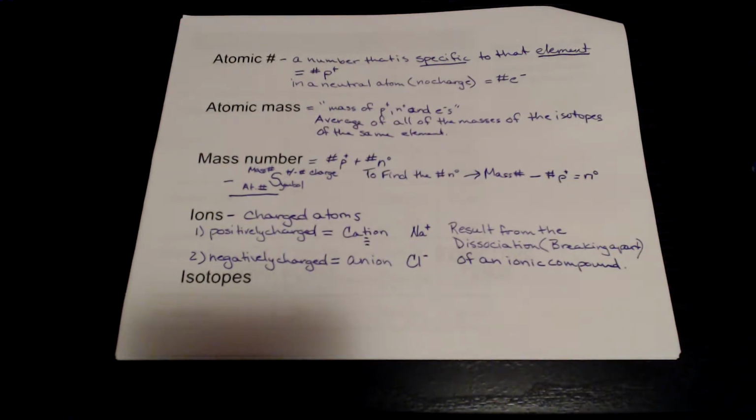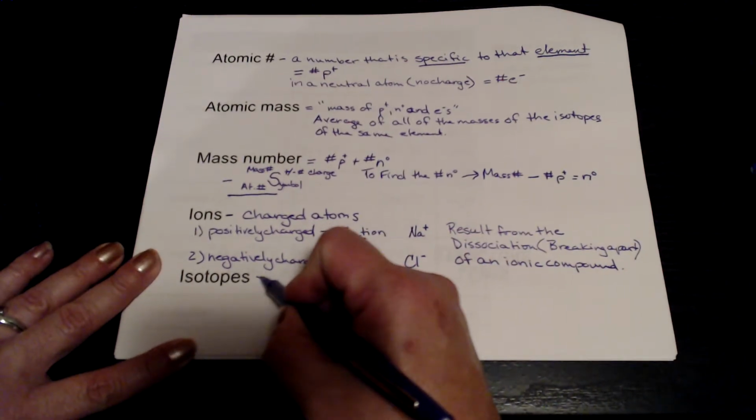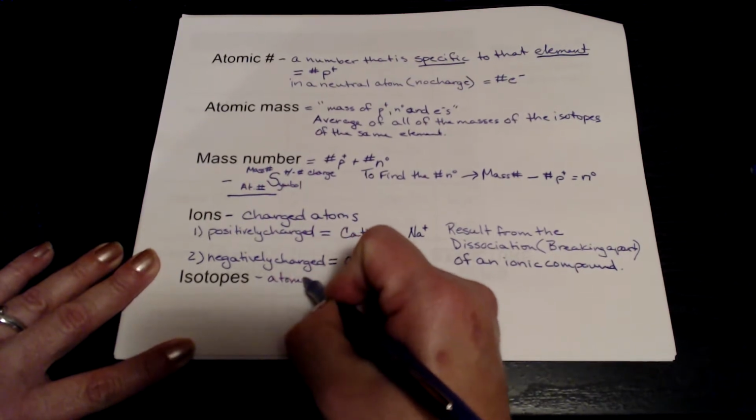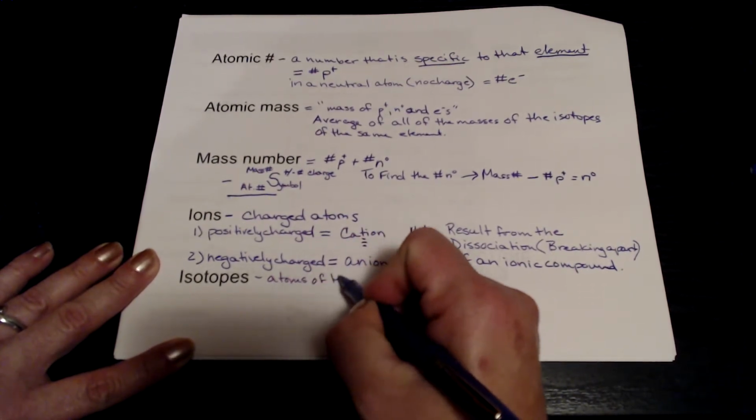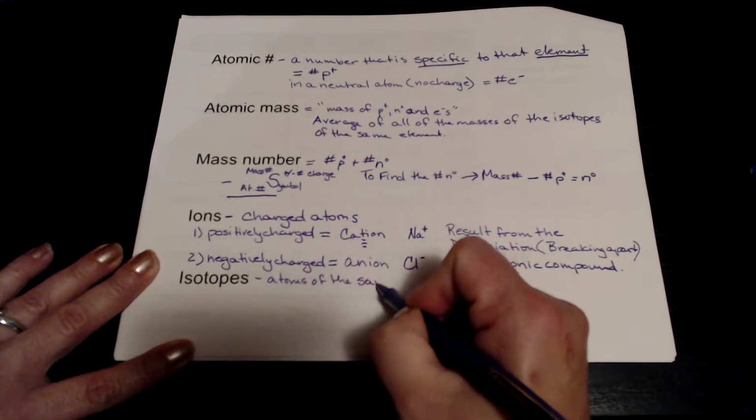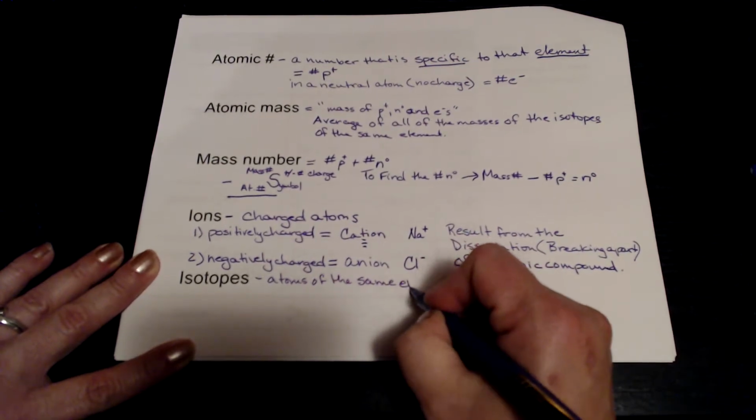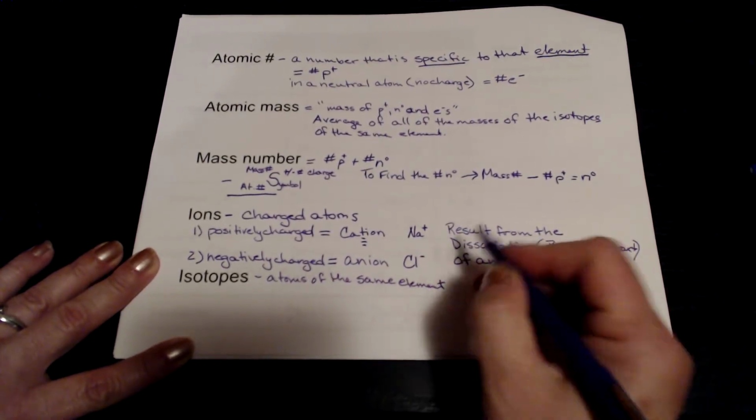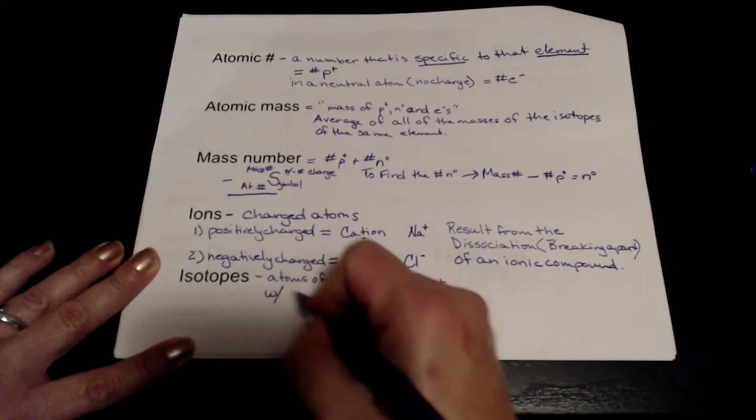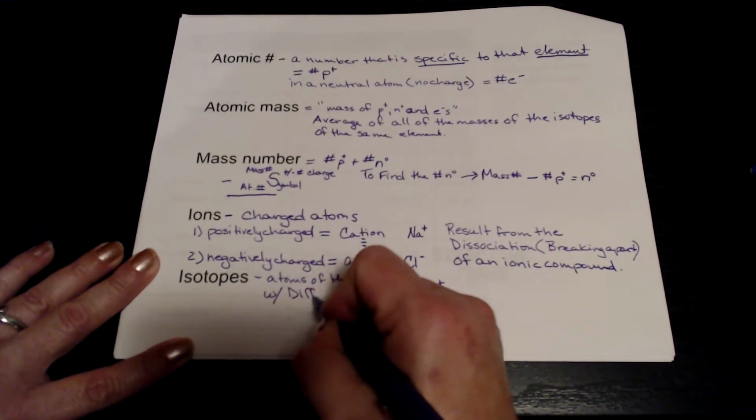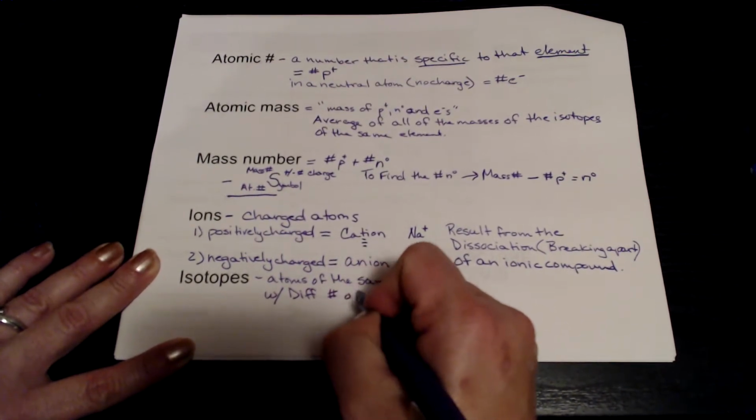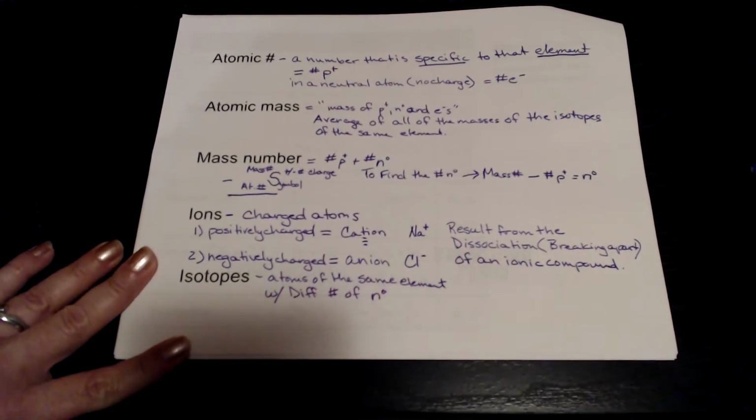Okay, last thing I want to clear up, just definition-wise and general information-wise, is isotopes. Isotopes are atoms of the same element with a different number of neutrons.